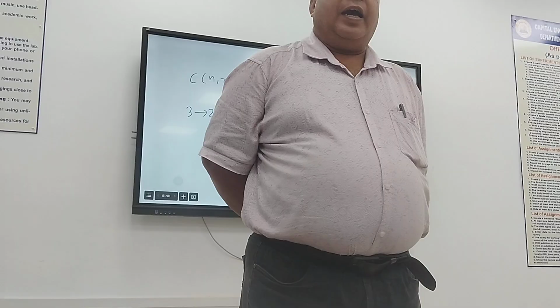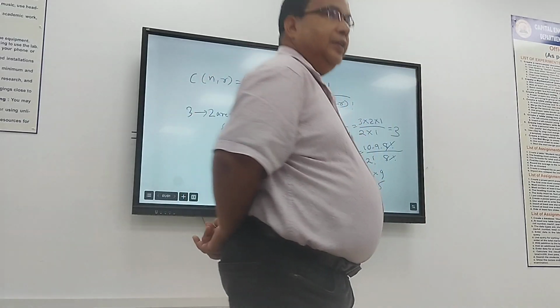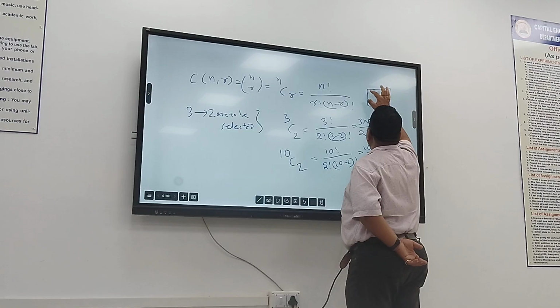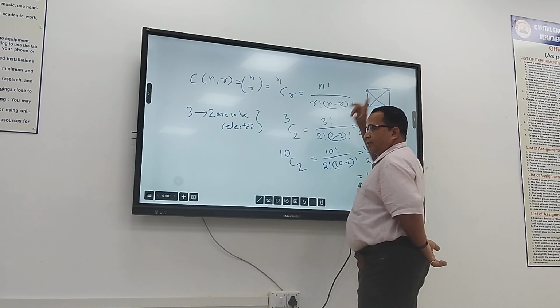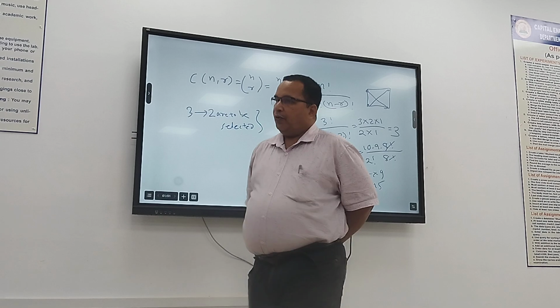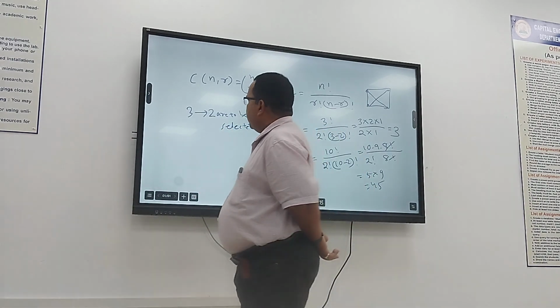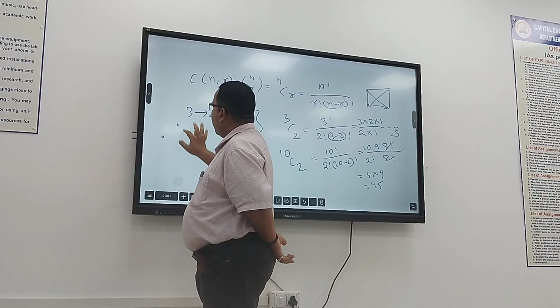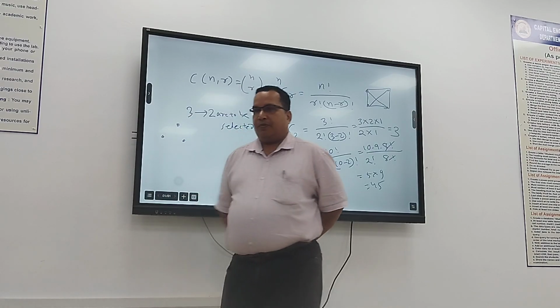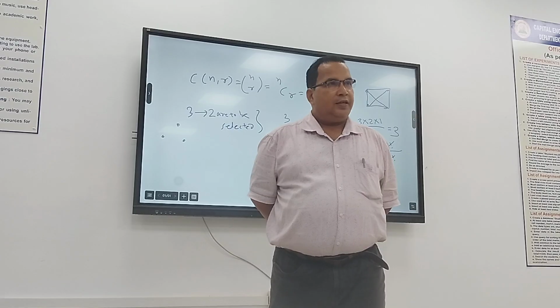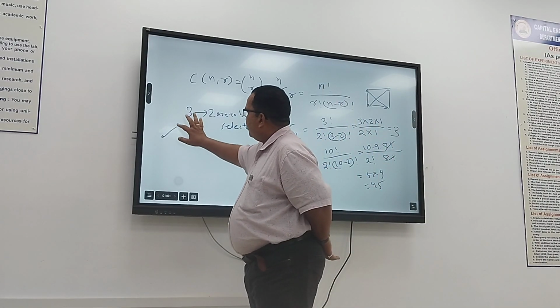Achha, another simple question. In a square, how many diagonals are there? 2. 2 diagonals are there. Achha. Between 3 points, how many lines can we draw at maximum? 3. 1, 2, 3.